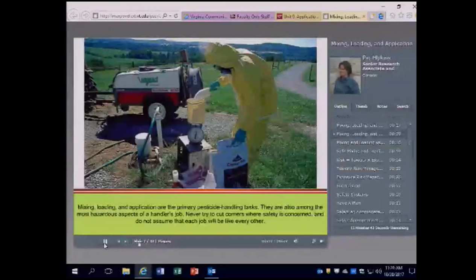Mixing, loading, and application are the most common, most time-consuming, and arguably the most dangerous pesticide handling tasks. A lot of what we'll talk about during this presentation is truly common sense. However, it never hurts to sit back, stop, and think about what you're doing. I don't know about you, but often I make my biggest mistakes when I take for granted that I know what I'm doing. So let's take some time to talk about mixing, loading, and application.